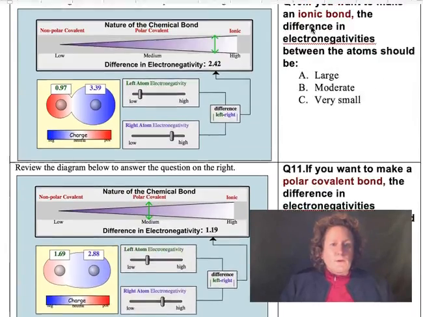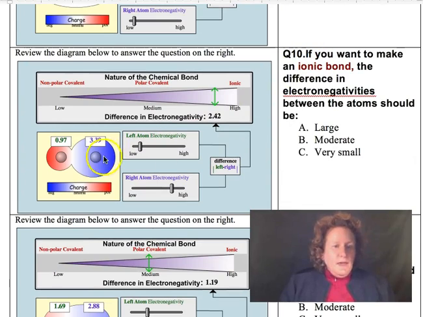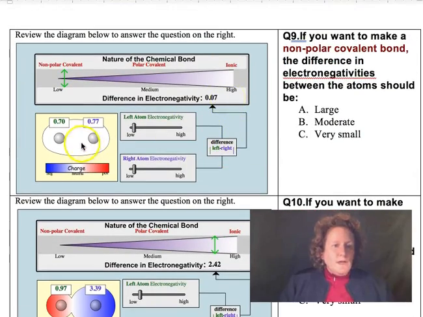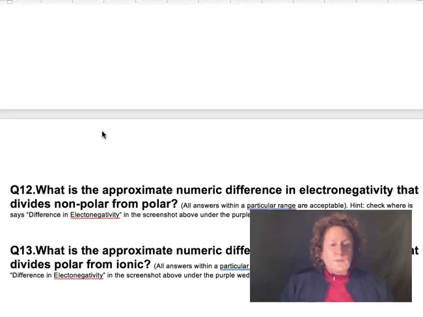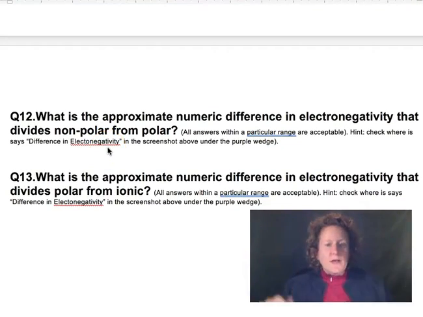For example, you could go up here to an ionic bond and look at 3.39 minus 0.97, which is going to give you about 2.42, I believe. So that difference of 2.42 kind of leaves you in the ionic range. If you look at the difference of 0.07 here, that puts you in the nonpolar covalent range. So think about those differences and kind of in your mind try to make some boundaries of where covalent, polar covalent, and ionic are.